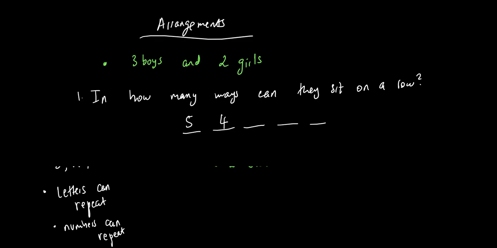So you can have 5 options, and then if one girl or one boy is seated there, for the second seat it can be any of the 4 that are remaining. Then if 2 boys or 2 girls or a girl and a boy sit here, you have 3 options for the next seat, 2 options for this seat, and 1 option for that seat. Then you can multiply. Then the answer there is going to be 120 ways.